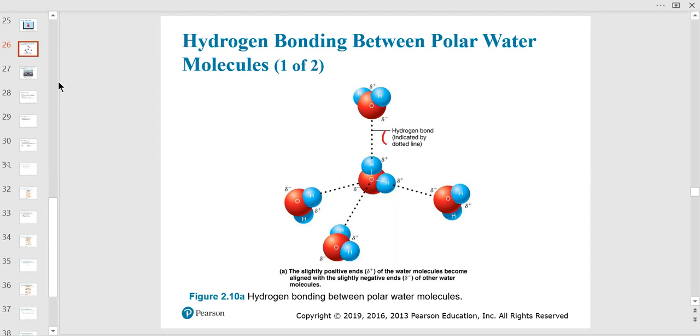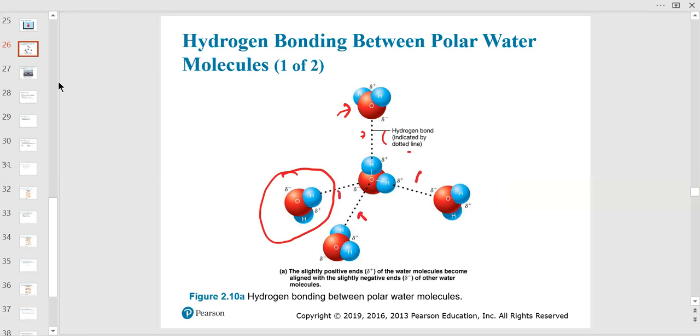So here are the dotted lines between water molecules. You should get to know this is what a water molecule looks like. Big oxygen, two little hydrogens. Now this looks like a teddy bear, right? Now it looks like what I would draw. So the hydrogen bonds are between the oxygen and the hydrogens all the way around.